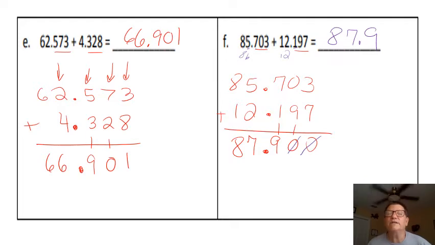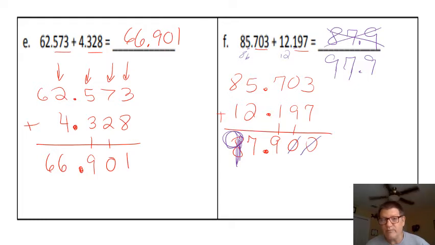So let's go back and see. Let's re-look at my work. The 7 and 3 was 10, carried my 1. 9 and 1 is 10, carried my 1. 7 and 2 is 9. 5 and 2 is 7. 8 and 1, oh, looky there. 9. So I should have 97 and 9/10. Now let's look at our estimation again. 86 plus 12, 97. Wow, look at that. An estimation saved me from making a mistake.